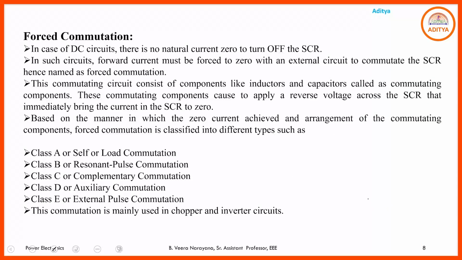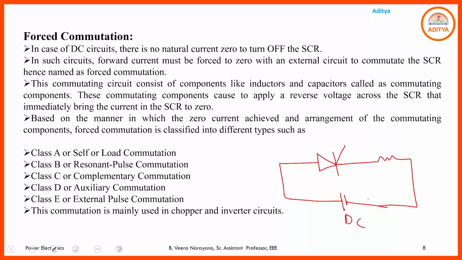And next one is the forced commutation. Forced commutation means, for example, here we have the SCR and this SCR should be energized by the DC source. Here it is anode, here it is cathode, positive terminal, negative terminal. Here I am taking a resistive load, for example, and we provide the gating voltage across the gate and cathode terminals. So when the anode is made positive with respect to the cathode, what happens? The SCR comes to the forward biasing mode. No problem.